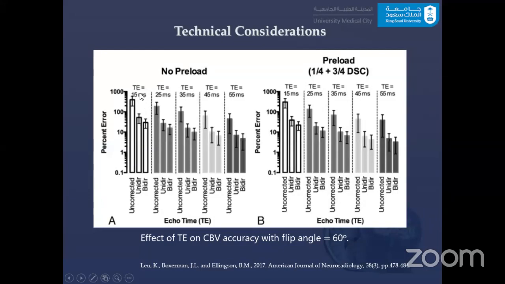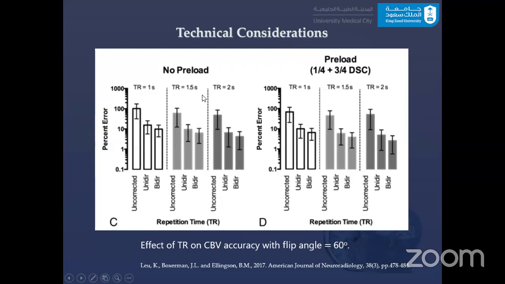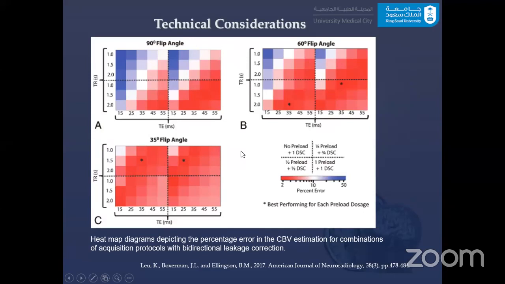As you go shorter with TE, the amount of error will be less compared with the higher echo time. Again, that is with no preload. And then with higher preload, as you can see, similar again with repetition time. As you go higher with repetition time, the error will be higher. So it's better to have a shorter time, but avoid oversaturation.